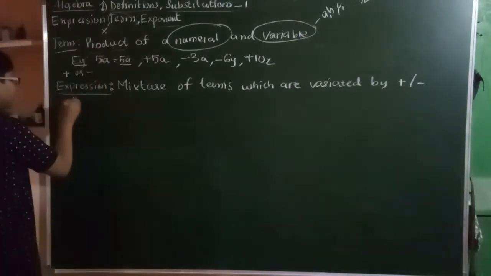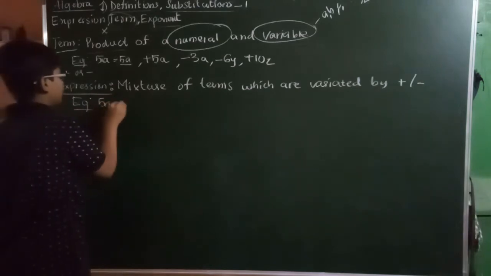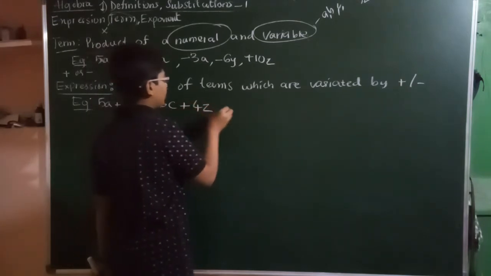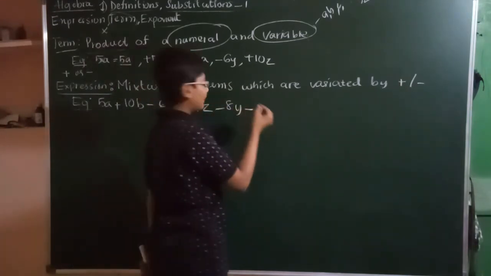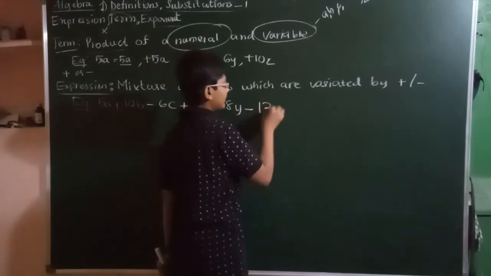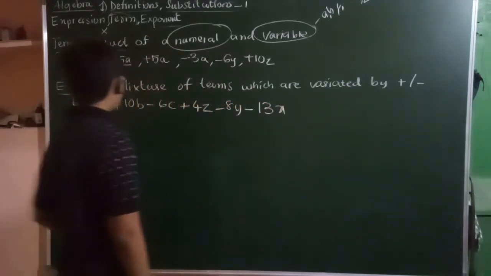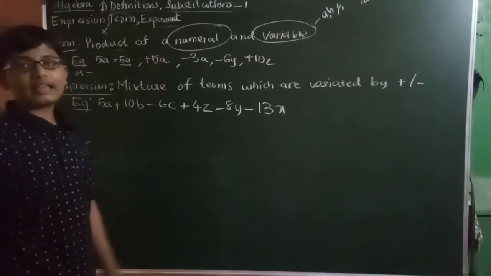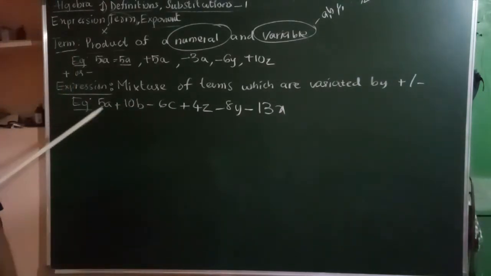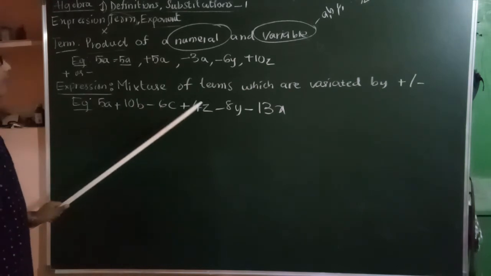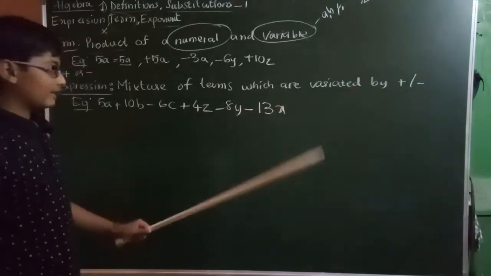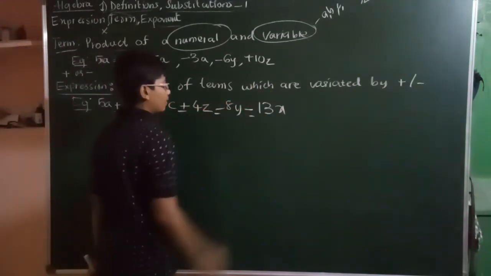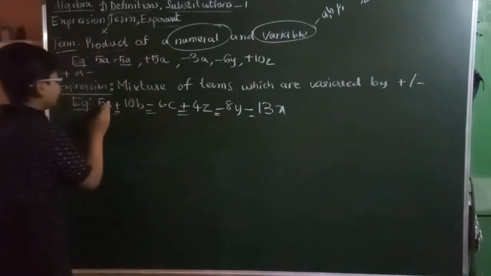Now let's see example. By example we can understand easily. 5a plus 10b minus 6c plus 4z minus 8y minus 13x, okay, etc. Now if you see this 5a, 10b, 6c, 4z, 8y, 13x are the terms. These all are the terms. Now they are variated by plus, minus, minus. Okay, these are the variations, means they are differentiated.